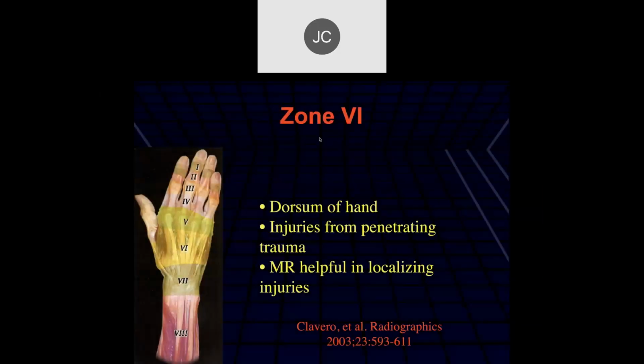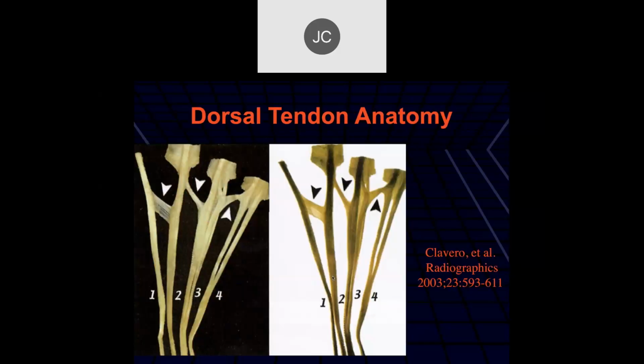All right, so let's move on and go to zone 6, which is the dorsum of the hand. And here you get injuries from penetrating trauma. And again, MR is helpful at localizing the injuries and determining the extent and what anatomy is damaged.